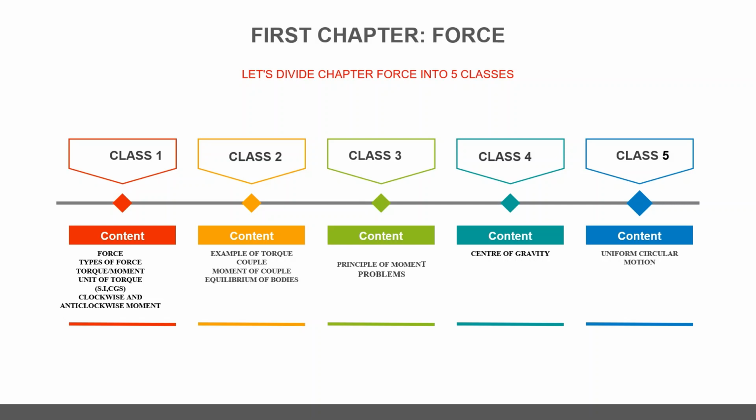In class 2, we will be discussing examples of torque, couple, moment of couple and equilibrium of bodies. In class 3, we will be discussing principle of moment and some problems related to it. In class 4, we will be discussing center of gravity. In class 5, we will be discussing uniform circular motion.